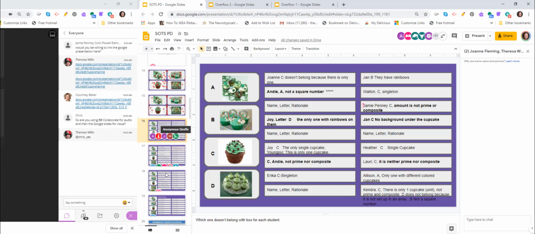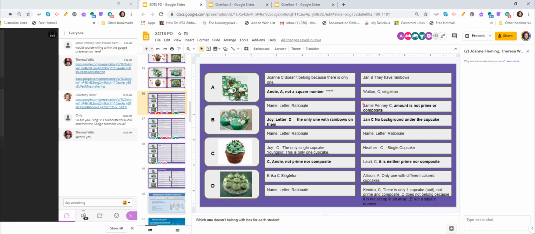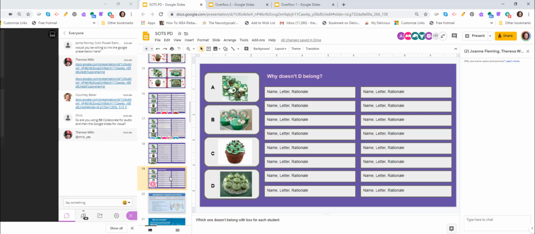And one other thing to take a peek at while we have our discussion here is another way of doing this. If you like a little more organization, slide 19, this is where you could post, like, if you choose D, and all the responses for D are here.